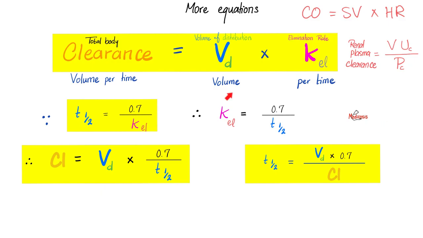Same thing here. Total body clearance is the volume of distribution times the elimination rate. Don't forget that T half is 0.7 over the K elimination, and therefore the K elimination is 0.7 over the half-life. Clearance, this is the total body clearance, is volume of distribution, true, times K elimination. And since K elimination is 0.7 over T half, I can do it like this.